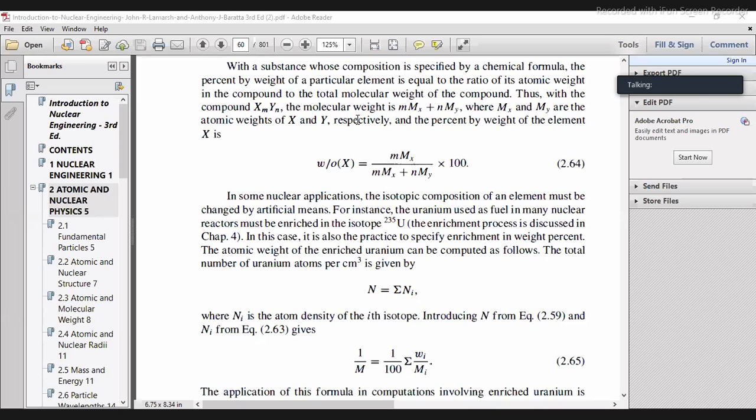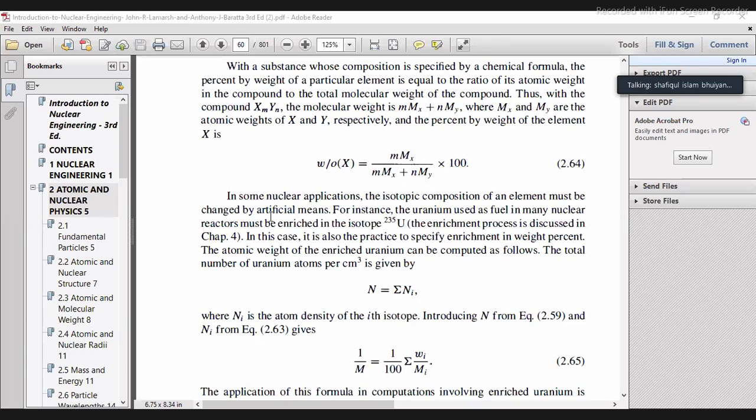The percent by weight of the element X will be m Mx divided by (m Mx plus n My), multiplied by 100. And if it is Y, then you will just put n My in the numerator, with the same denominator.